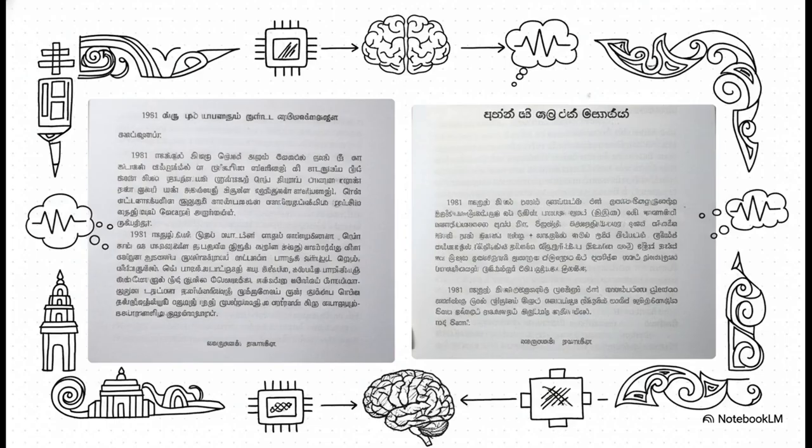Okay, so take a look at these two passages. To a computer, they're just data, a bunch of characters and symbols. But here's the really interesting part. They're both telling the exact same story, just in two completely different languages. One is Tamil, the other is Sinhala. So how on earth can a machine possibly figure that out?